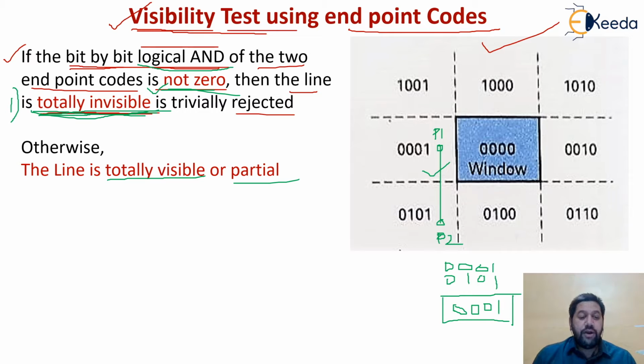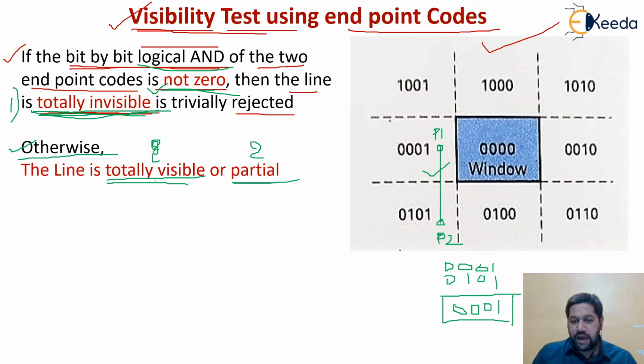Now again, how to find out whether the line is totally visible? I'm just putting the question mark here. Whether the line is totally visible or whether the line is partial. How to find out? For this we have the next condition which is very simple. When I come to this otherwise case, it indicates that my line is not totally invisible. If it is not totally invisible, it may be totally visible or it may be partial.